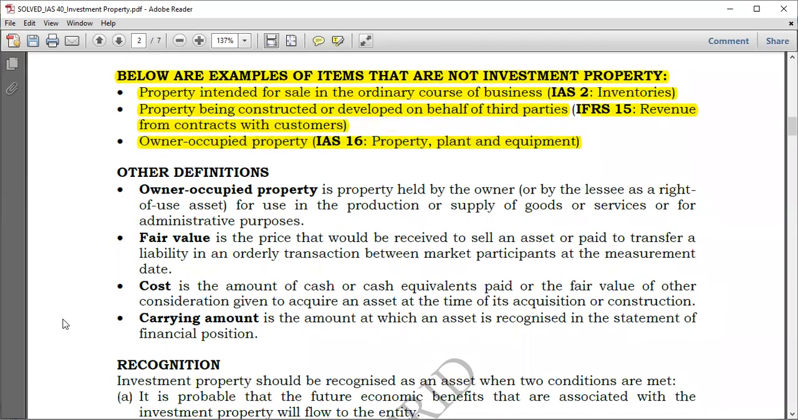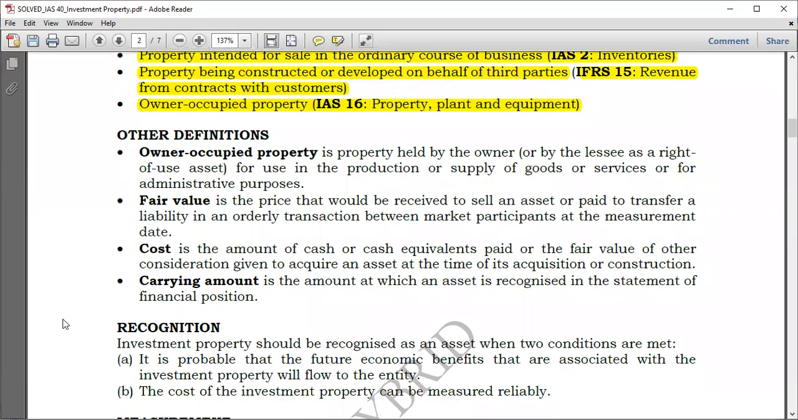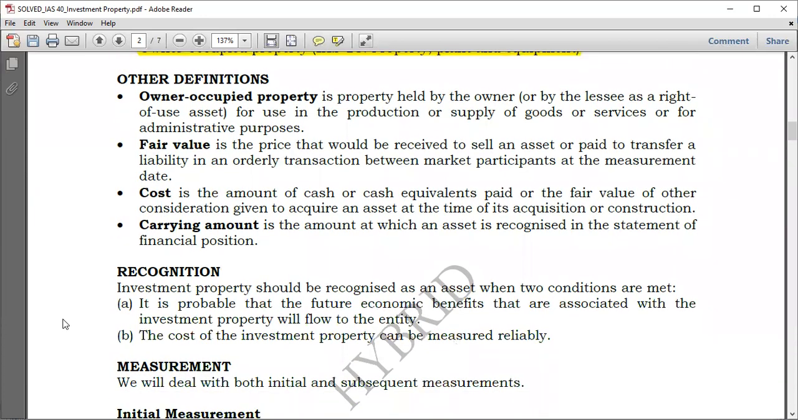Now let's take a look at the definitions of what we have been going through. The standard, as I told you, is short. What is owner-occupied property? I've been speaking of this all this while. Owner-occupied property is property held by the owner, or maybe by the lessee as a right-of-use asset. Simply speaking, the property held by someone for use in production or supply of goods or services or for administrative purposes.